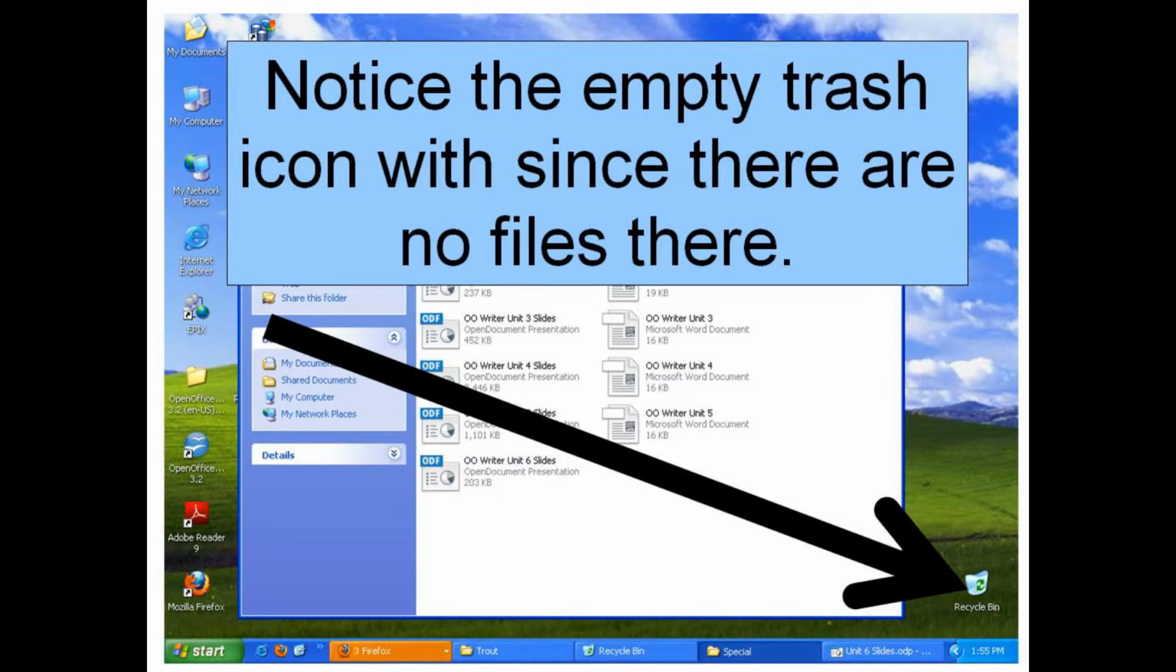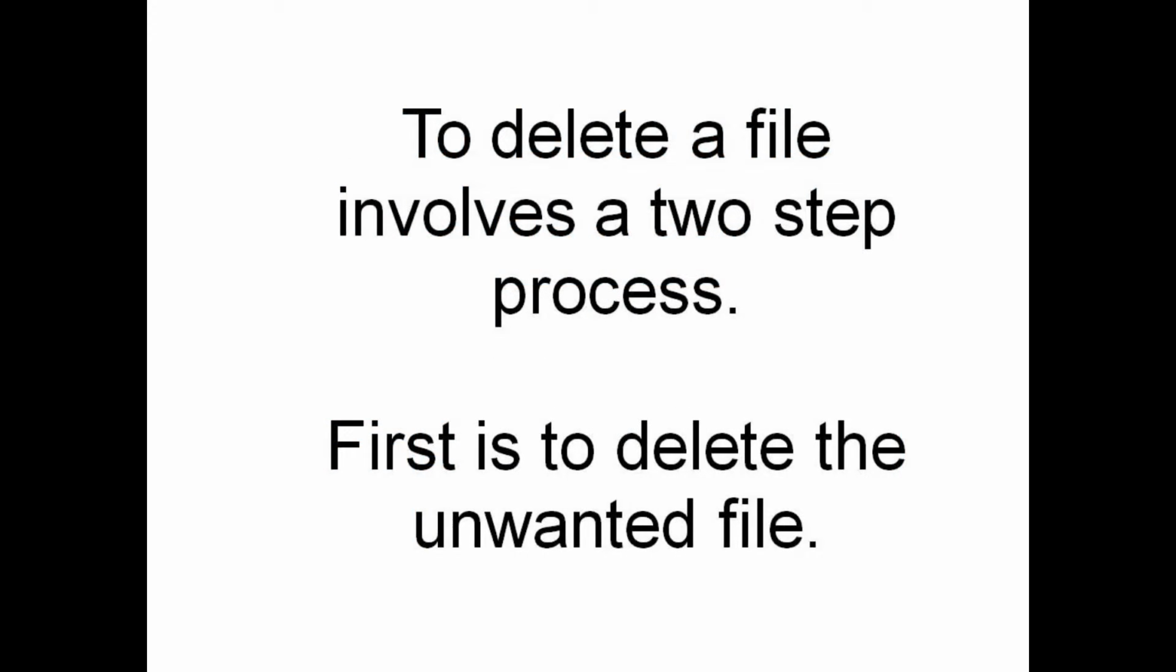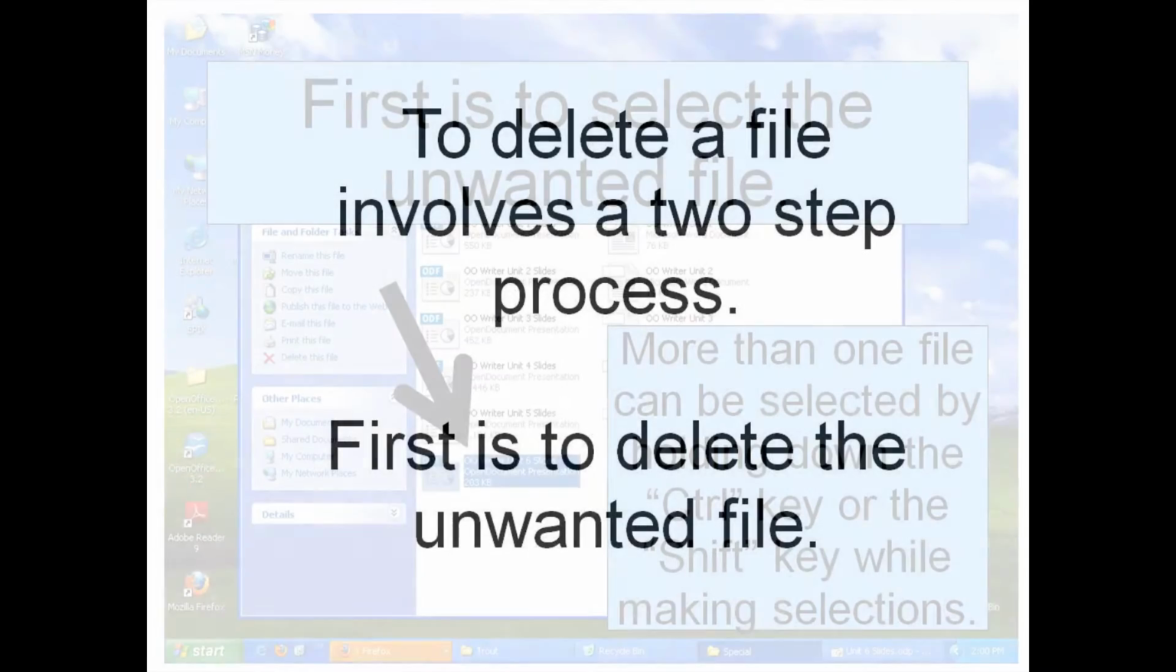Now take notice that on the desktop the icon shows an empty trash can. This empty trash can will also be shown as a filled trash can once there is something inside the directory. When removing a file from your computer, it involves a two-step process. The first thing we're going to do is to delete an unwanted file, and in reality we're going to send it to the recycle bin.